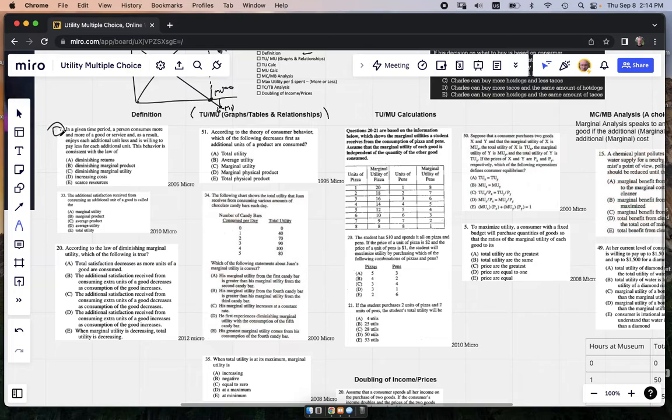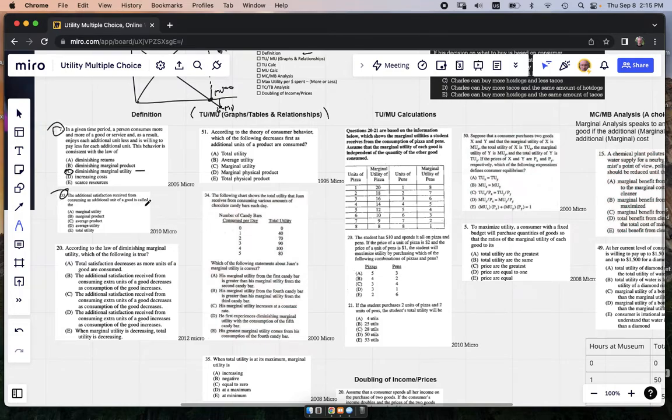Number 7 is just definitional. In a given time period, a person consumes more and more of a good or service, and as a result, enjoys each additional unit less and is willing to pay less for each additional unit. This behavior is consistent with the law of, obviously, diminishing marginal utility. I know that as I eat more tacos, I will gain less and less utility, value, satisfaction from every taco I eat after that first one. That should make sense to you. That is the whole purpose of our marginal utility curve being downward sloping.